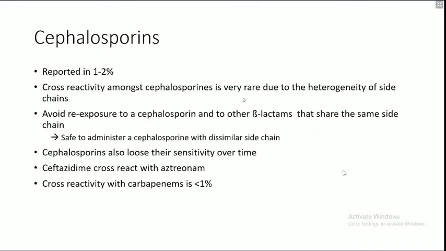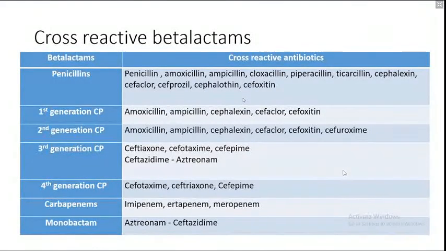And ceftazidime especially cross-reacts with aztreonam. Aztreonam is the least cross-reactive beta-lactam because it has a completely different structure from other beta-lactams, but it can cross-react with ceftazidime. And the cross-reactivity of cephalosporins with carbapenems is again very low. And this table shows the cross-reactive beta-lactams.